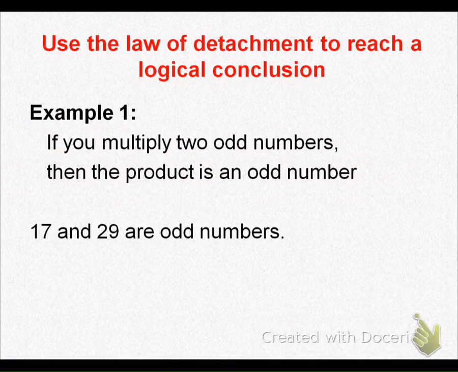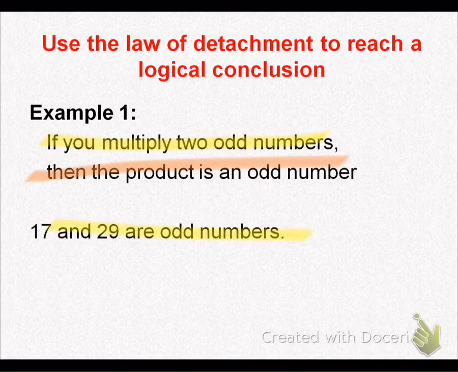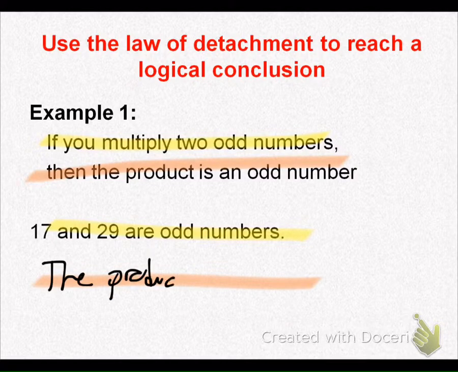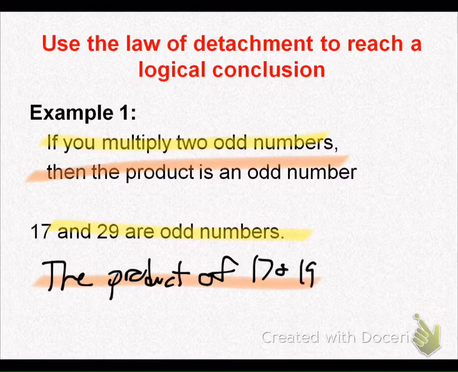So for example, if you multiply two odd numbers, if I call that statement P, if you multiply two odd numbers, then the product is an odd number. So 17 and 29 are odd numbers. Therefore, what would be this statement by the law of detachment? So if you multiply two odd numbers, then the product is an odd number. 17 and 29 are odd numbers. Therefore, the product of 17 and 29 is an odd number. Right?